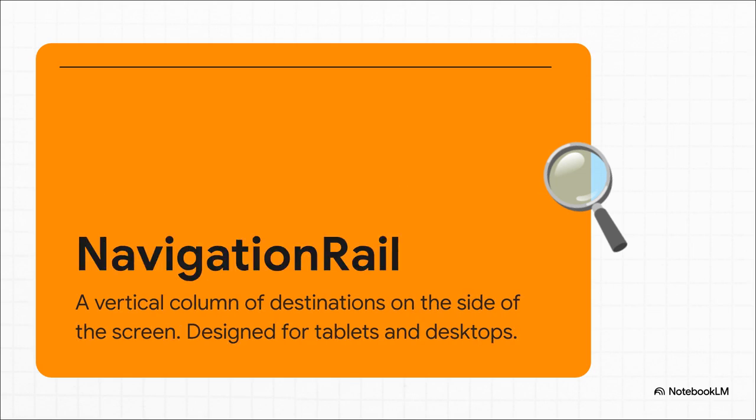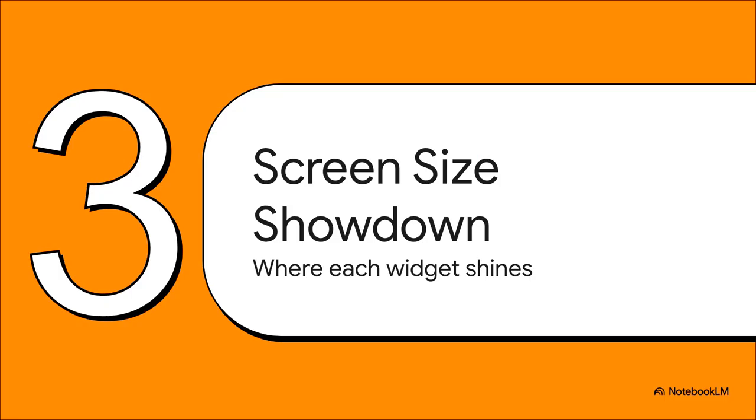And then for bigger screens, we have its counterpart, the navigation rail. Now this is a whole different beast. It's a vertical column that sits on the left or right side of the screen. And this is genius, really, because it makes much better use of all that extra horizontal space you get on tablets and desktops.